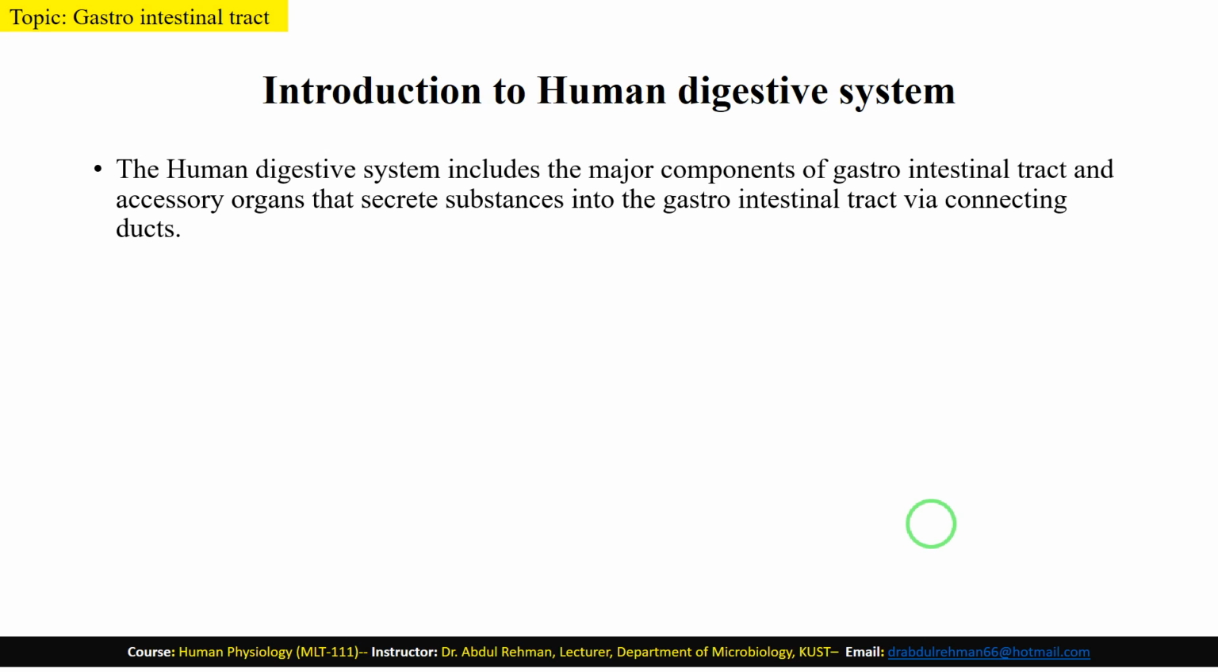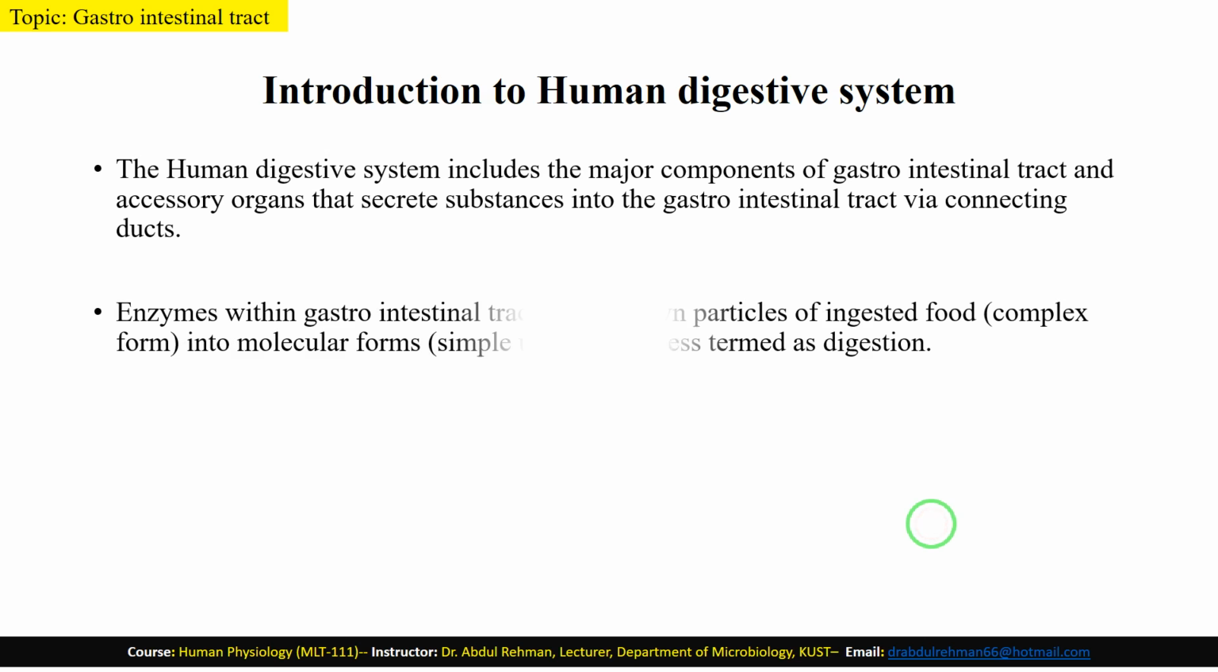The substances secreted by the accessory organs contain different enzymes, and these enzymes break down the complex nutrients into simpler forms. This process of conversion is called digestion, where the complex food material is converted into simple form.